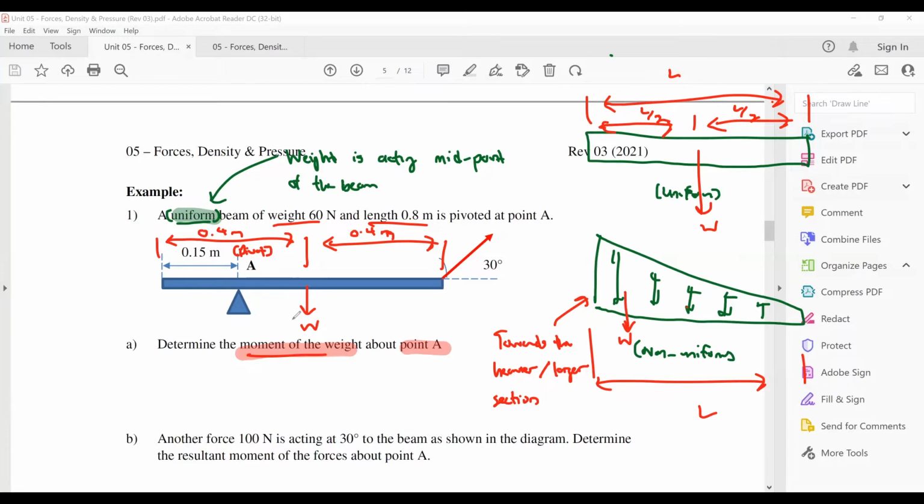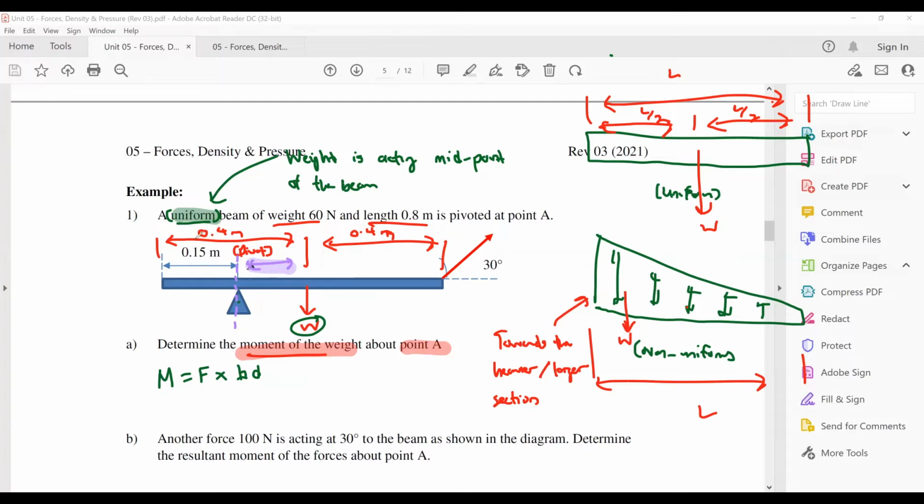So moment of the weight about point A, what is the moment caused by this weight about this point? So you already know that moment is force times perpendicular distance. Your perpendicular distance will be indicated by this. Sorry, let me just erase the color. Can I use purple maybe? This is your perpendicular distance. Again, you see if you draw a line parallel to the force passing through the pivot, you see easily that this is the perpendicular distance.